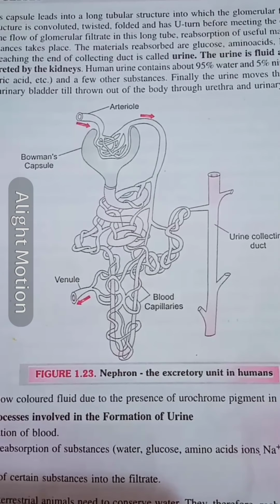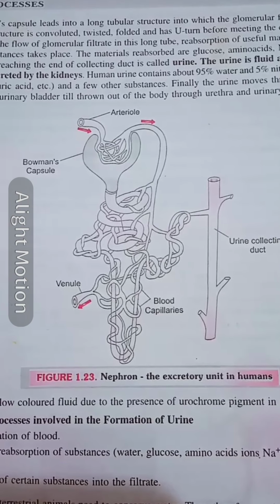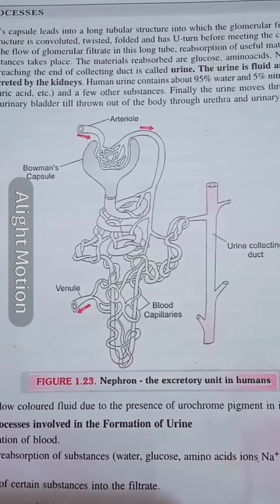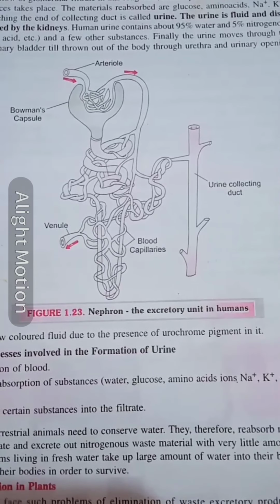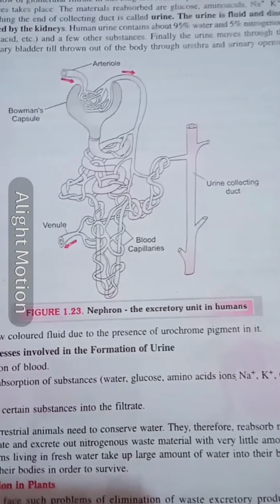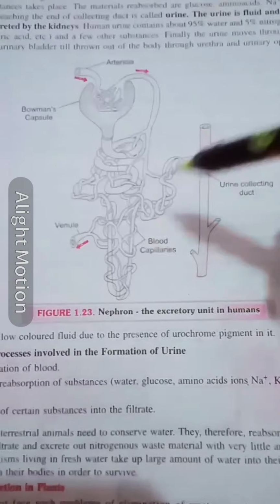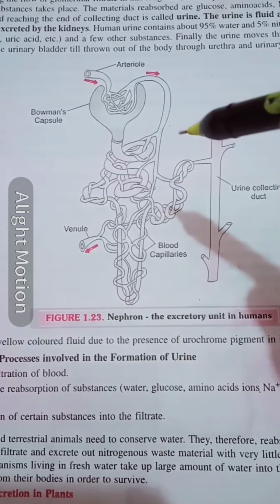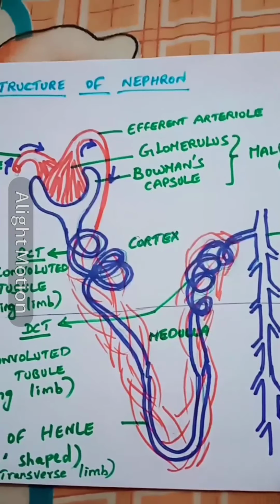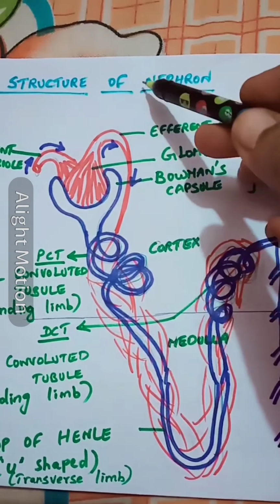Hi everyone. Now I am going to explain to you about the human excretory system part 2, that is, the structure and functions of the nephron. When you see this diagram, it is somewhat complicated and you may feel something is difficult to understand. So now I will show you the simple diagram.